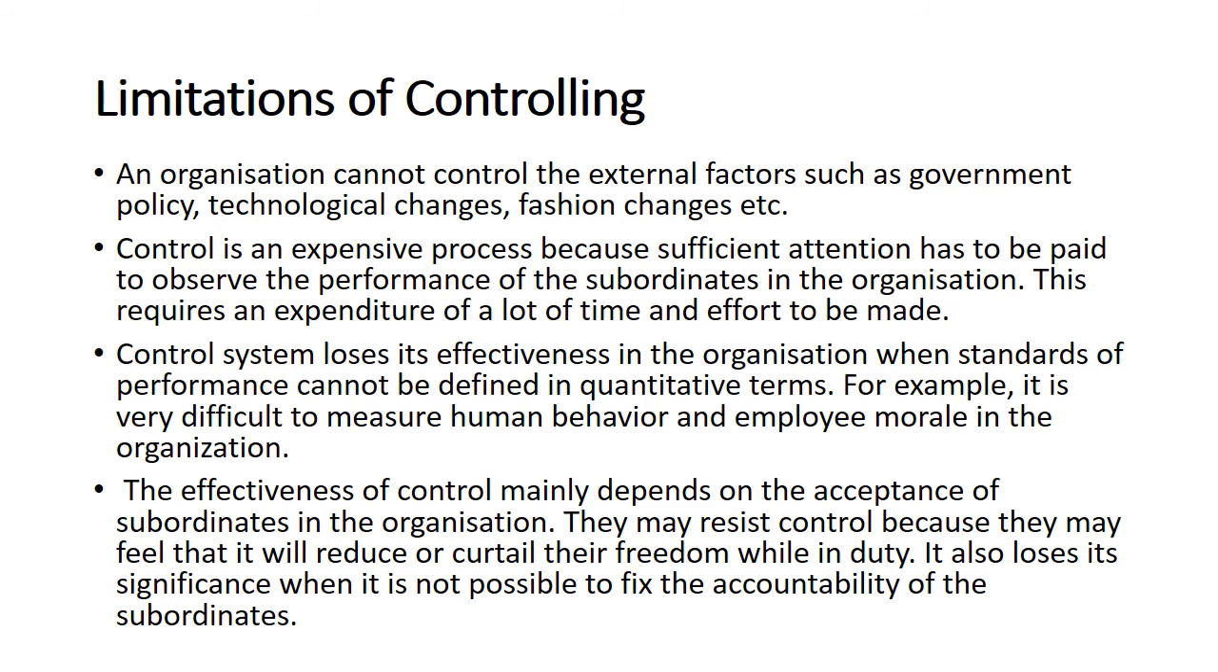The effectiveness of control mainly depends on the acceptance of subordinates in the organization. So if the subordinates accept the control system, only then will it be effective. If they resist the control, it will reduce, because they are trying for freedom. They feel it curtails their freedom while on duty. So it loses its significance, and it is not possible to fix accountability of the subordinates. That will create a problem in the organization.